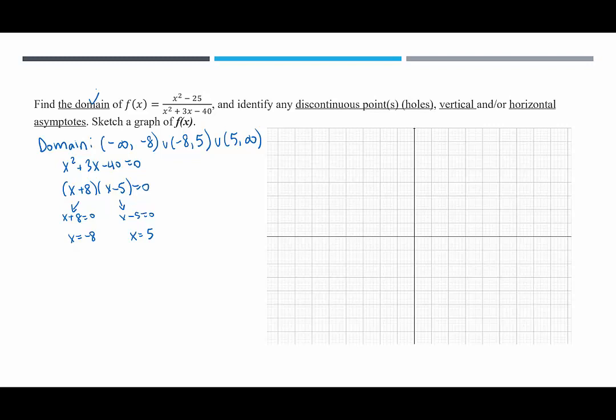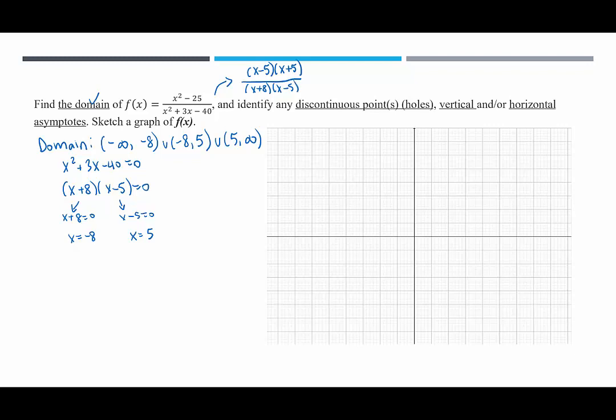Next, we're going to see if this graph has a hole. A hole is a factor of the denominator that can cancel out with a factor of the numerator. If any of those exist, then at that x value, there is a hole. A hole is just an open circle. So let's look at our function. We're going to factor the numerator. It's a difference of squares. It's going to be root minus root times root plus root. And then over what we factored already, x plus 8 times x minus 5.